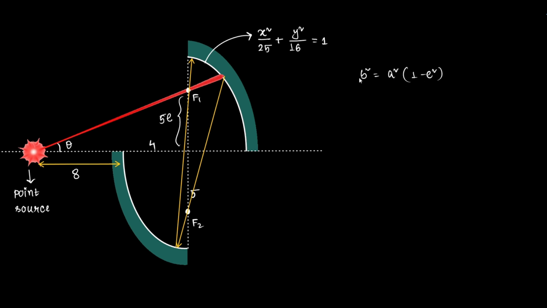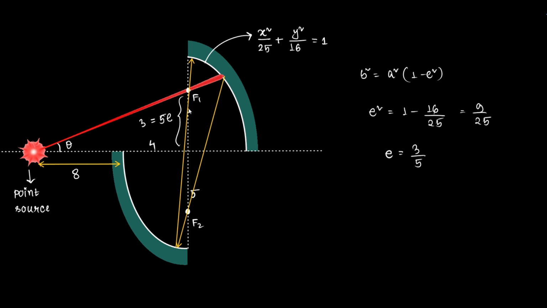So b squared is 16, a squared is 25, so 16 upon 25. So e squared is equal to 1 minus 16 over 25, that is 9 over 25. So e is equal to 3 over 5. So AE, that is 5e, this distance is equal to 3.